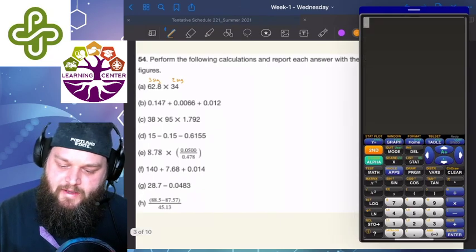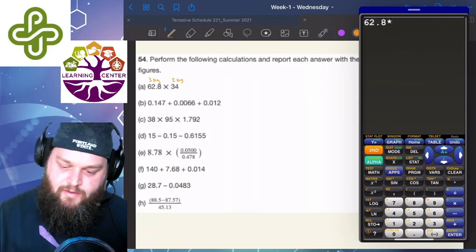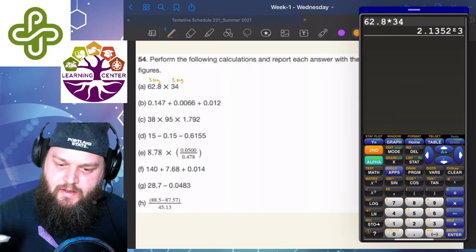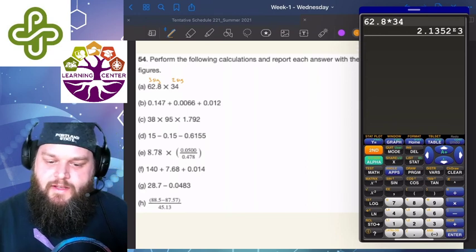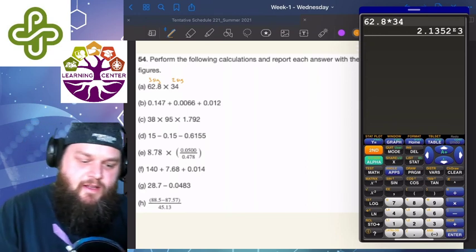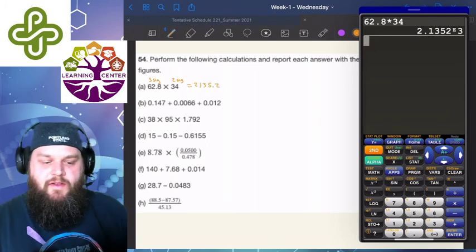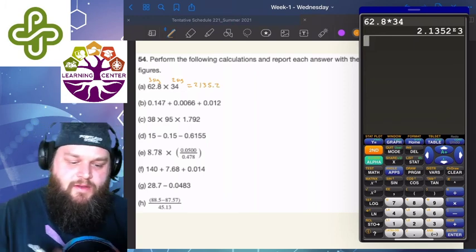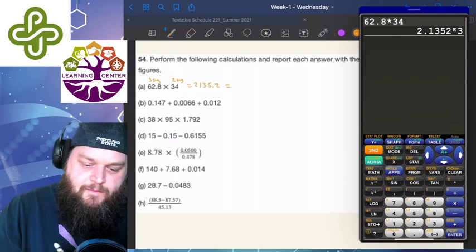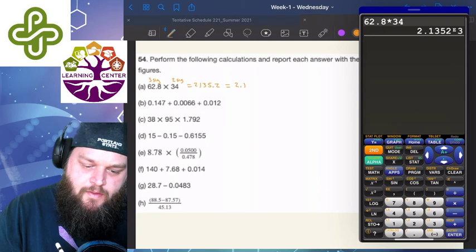So now just pulling up my calculator, we can do the math. 62.8 times 34 is equal to 2135.2, but 2 significant figures is what we need that at. So I can actually write that in scientific notation, cutting it down to 2 significant figures. That's 2.1 times 10 to the third.